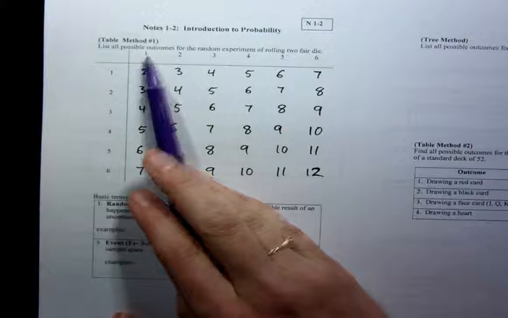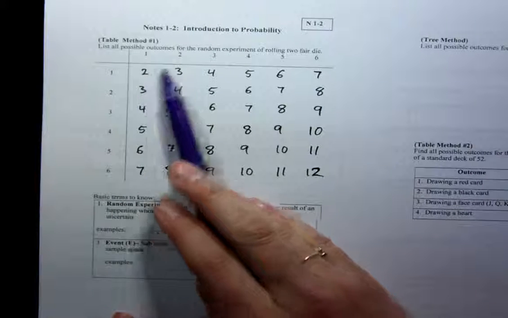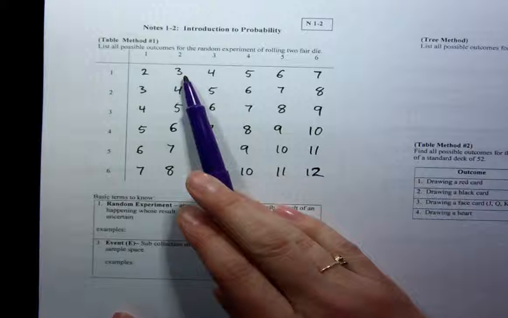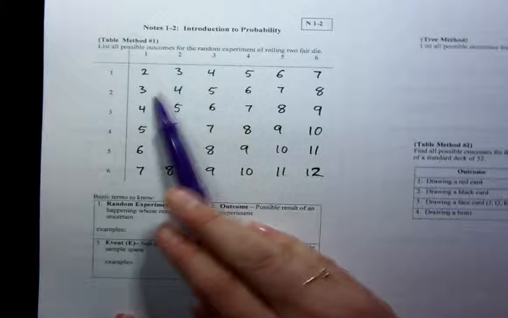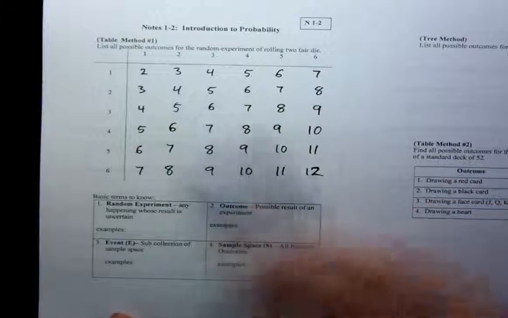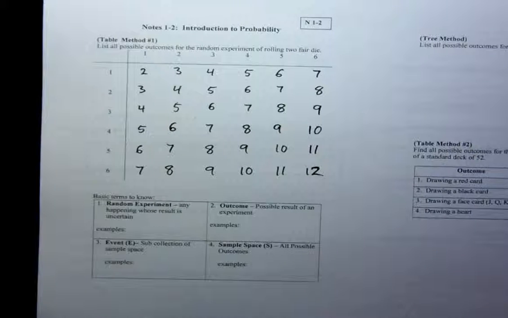So if this is 1 and this is 1, they're going to add up to 2. If this is a 2 and that's a 1, they'll add up to 3. Or if this is 2 and that one's 1, they add up to 3. So these are just all the different possibilities we could have when we roll 2 dice.